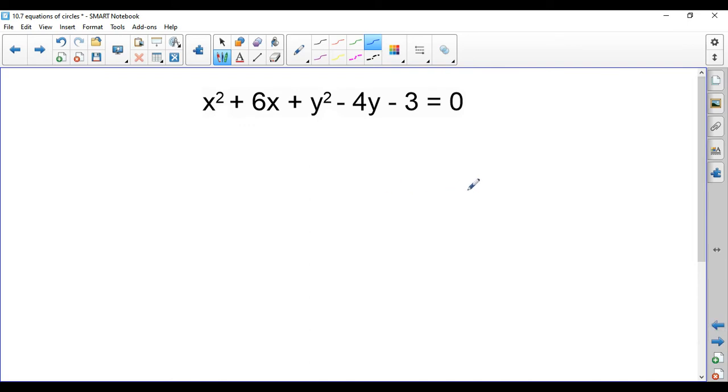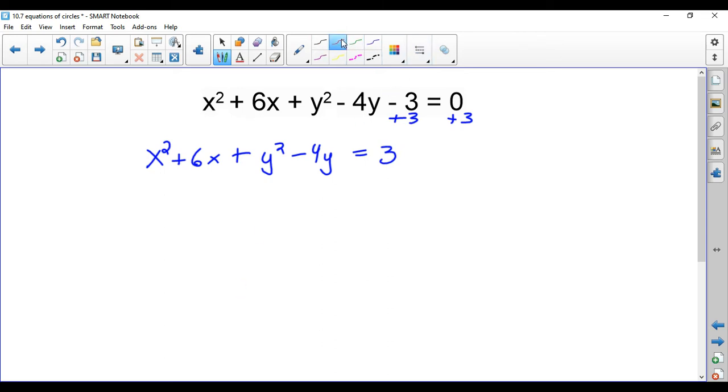In my next example, I don't have any perfect square trinomials to start. I have x squared plus 6x and y squared minus 4y minus 3. Again, if you take 4 and divide it by 2 and square it, you don't get 3. So what we're going to do for these problems is start by organizing our terms. I'm going to get all the x terms together, and then the y terms together. And then I want to move this minus 3 over to the other side. So I get this equation.